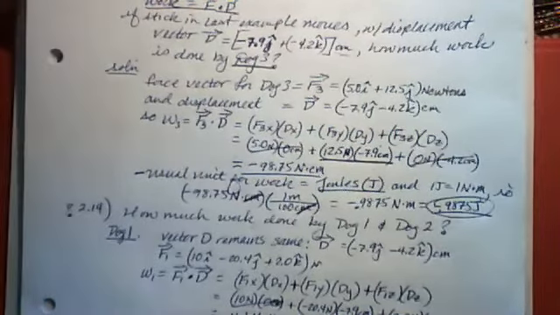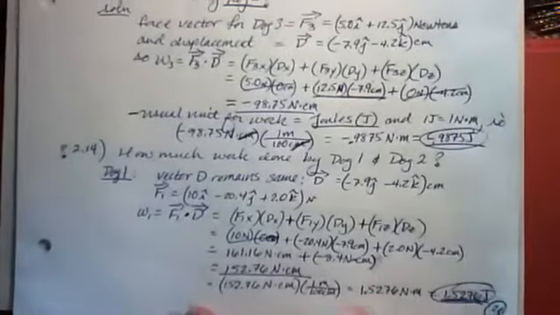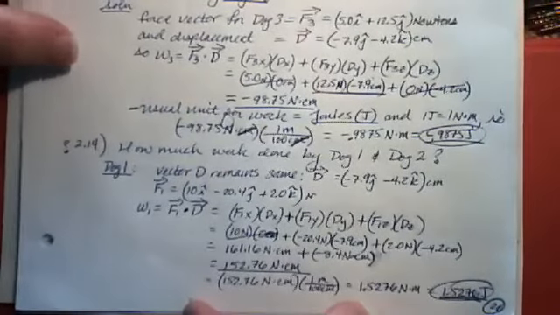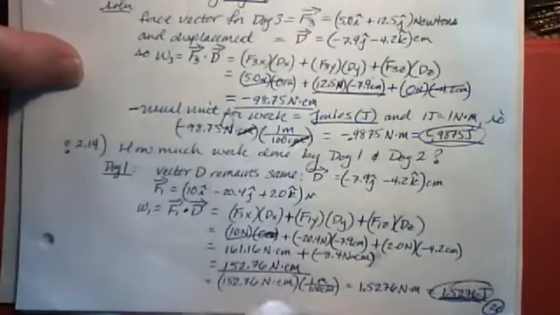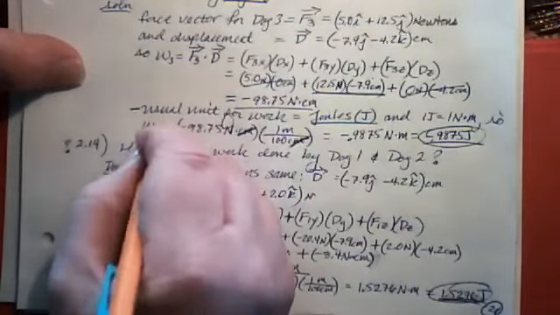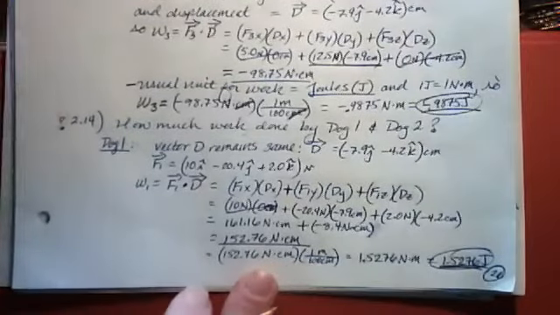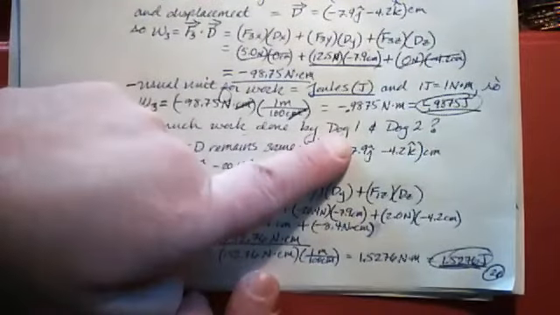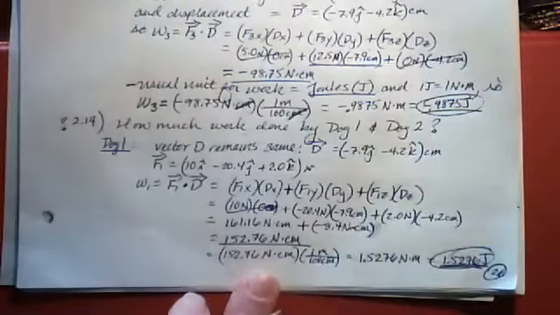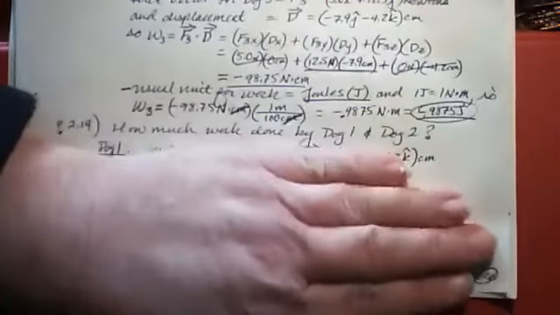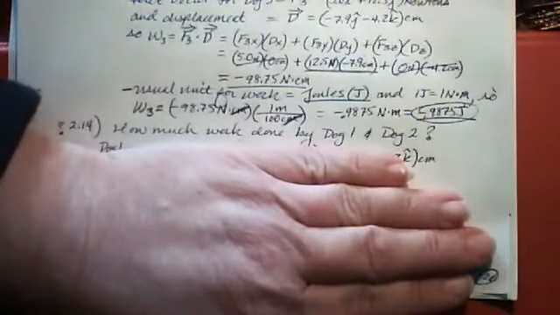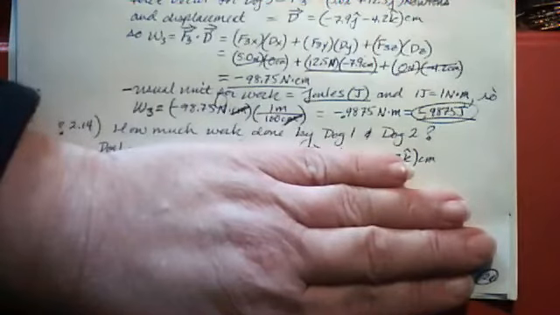That's the amount of work done by dog number 3. Further examples would be how much work would be done by dog 1 and dog 2. And again, I suggest that you shut off the video and try those two things. And then we'll come back in a moment and compare results.